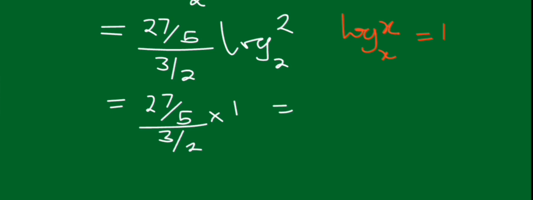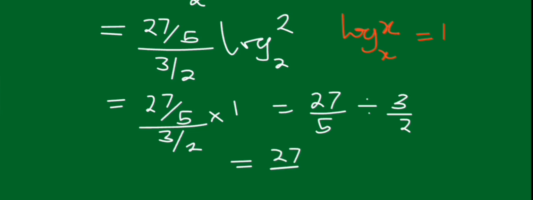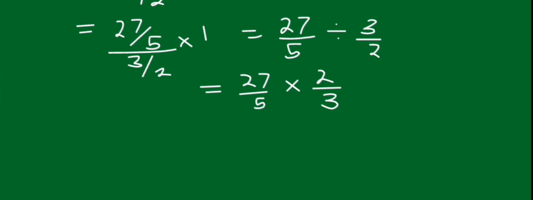And multiplying by 1 doesn't change anything, so we have 27/5 divided by 3/2, and that is 27/5 times 2/3. When the division is changed to multiplication, we invert the fraction that comes after it. Hence we have 18/5 in the simplest form of the fraction, and the result is 3.6.